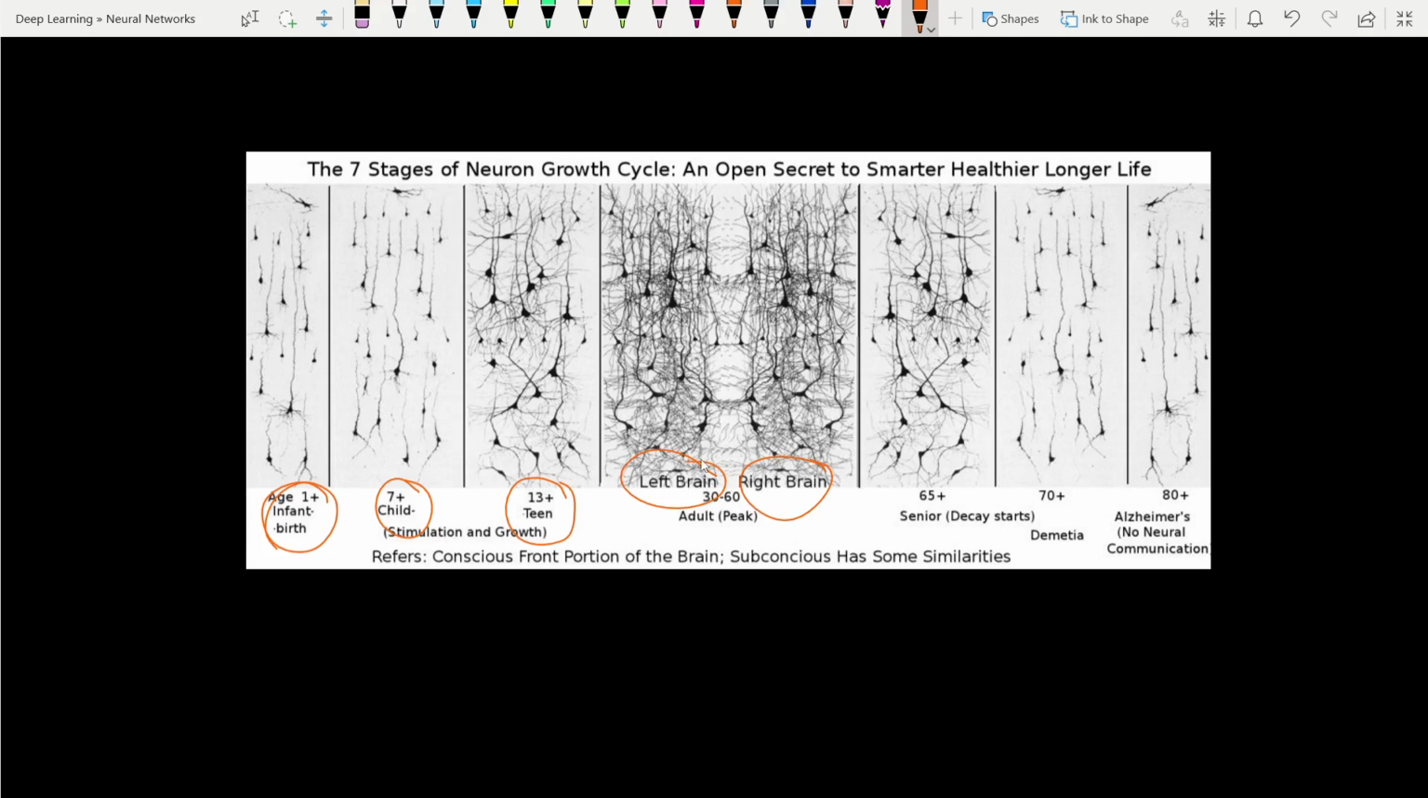Actually, I am not a neuroscientist, so I am not going to discuss everything. If you're interested, you can search online. There are lots of research papers available on the internet.